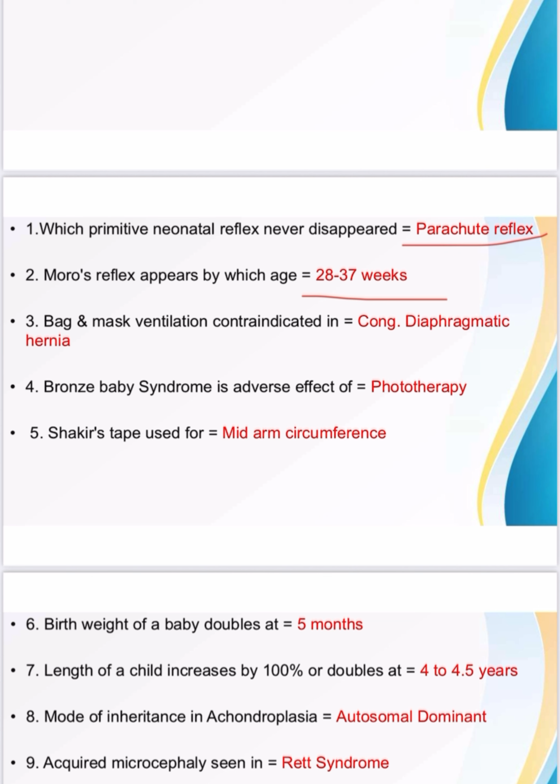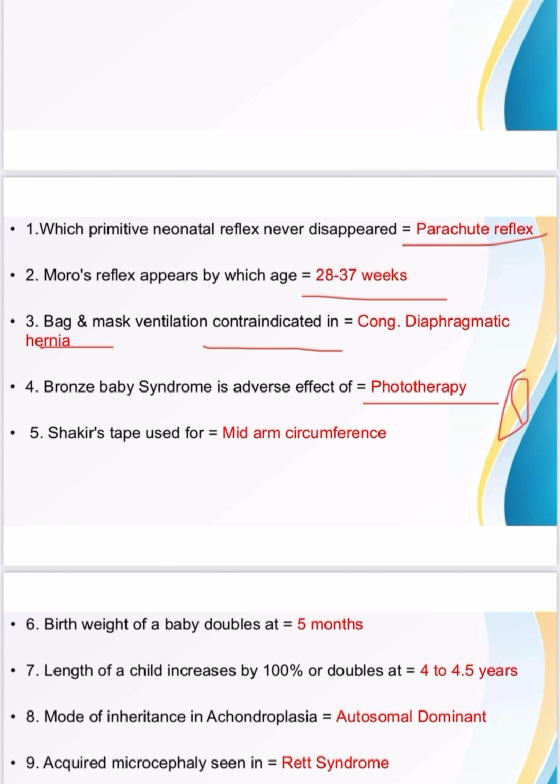So next, bag and mask ventilation is contraindicated in which of the following conditions? That is congenital diaphragmatic hernia. Bag and mask ventilation is contraindicated. Then moving forward, bronze baby syndrome is an adverse effect of which of the following therapies? That is phototherapy. Phototherapy causes bronze baby syndrome.